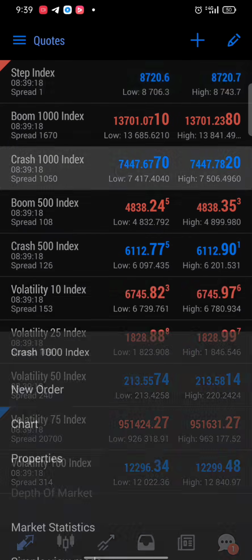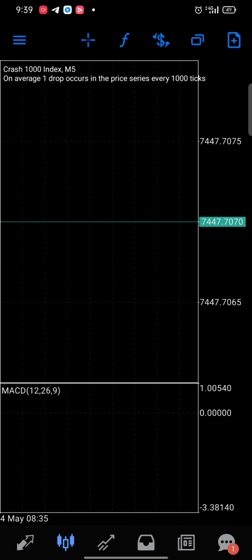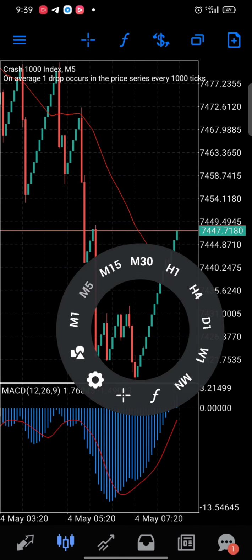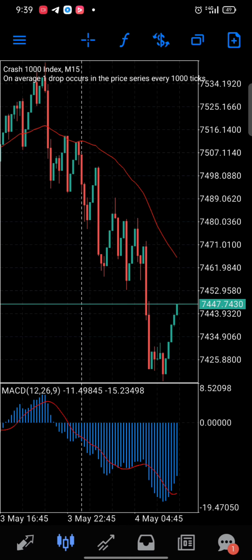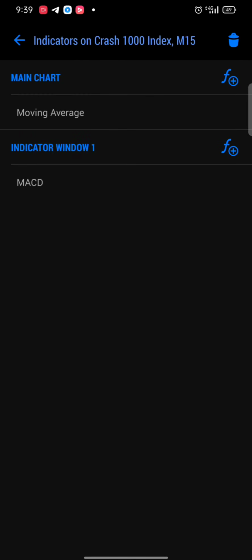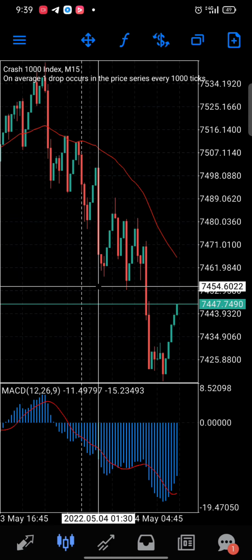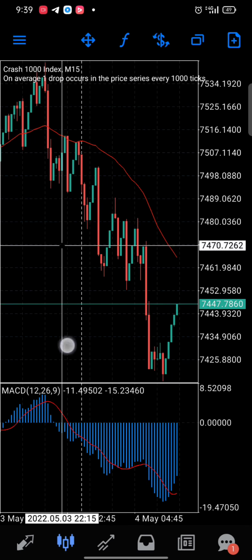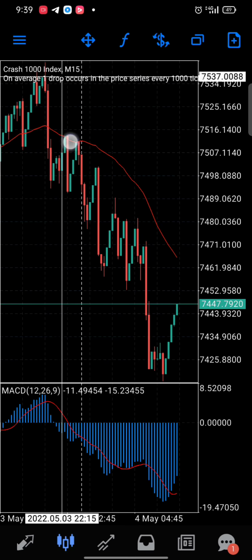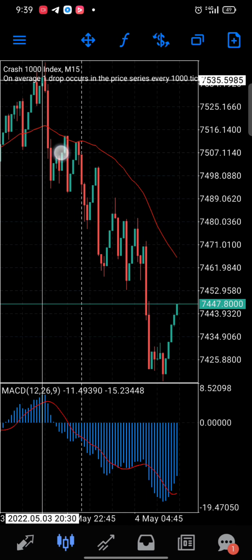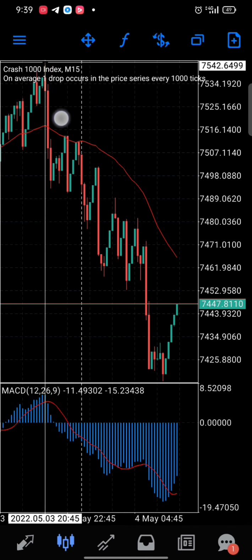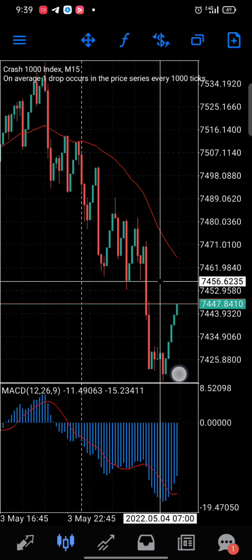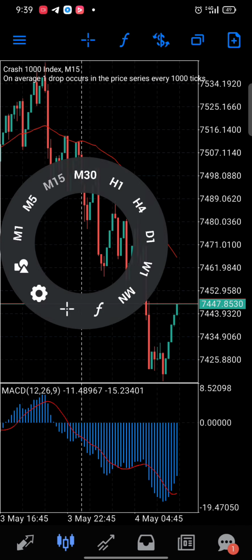So let me show you on Crash 1000 index, so you see how the strategy works, guys. A 5 or 15 minute time frame is okay for you to use. Look at this, guys. If you were to place a sell right here as it crossed above and the MACD is below the zero level, you would still be selling. Your stop loss will be above the moving average where you enter the trade. Look at it, you will sell down to this point. It's a very nice strategy, guys.